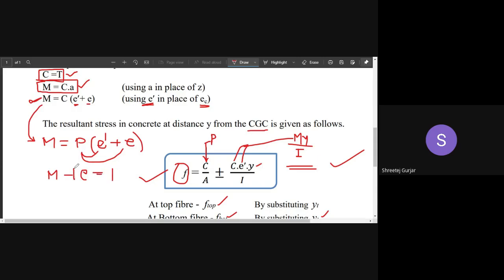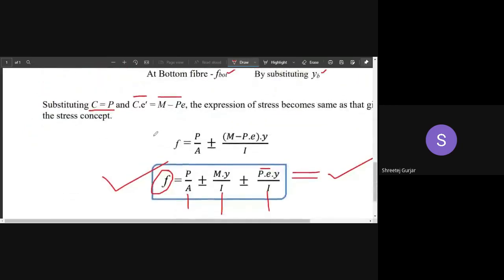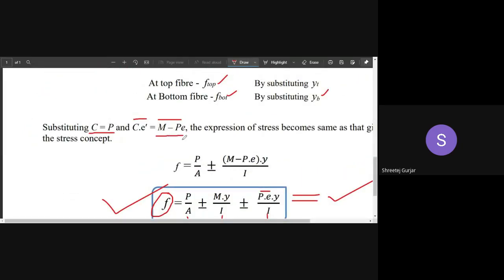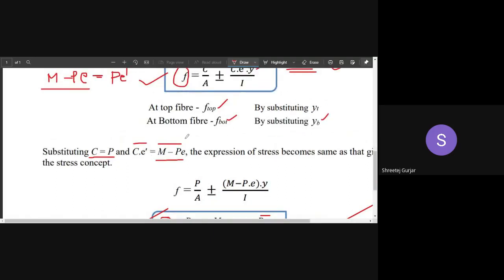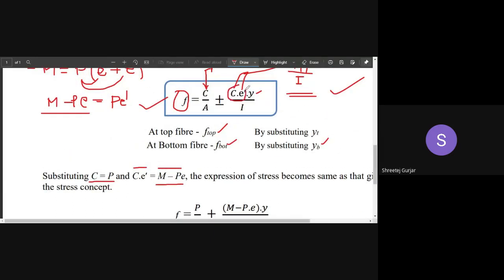M minus P E is equal to P E dash. I've taken this term over here. So instead of P E dash, I can substitute M minus P E. That is what is written here. Instead of this term C E dash, I have substituted M minus P E over here.